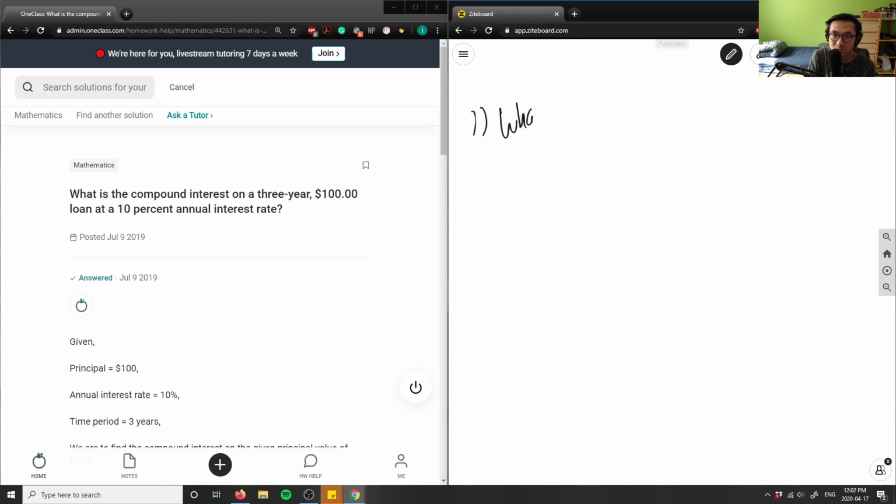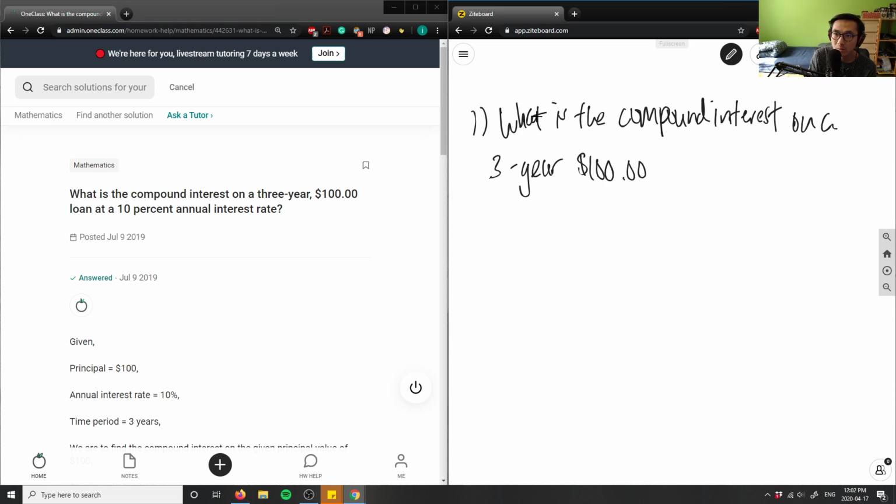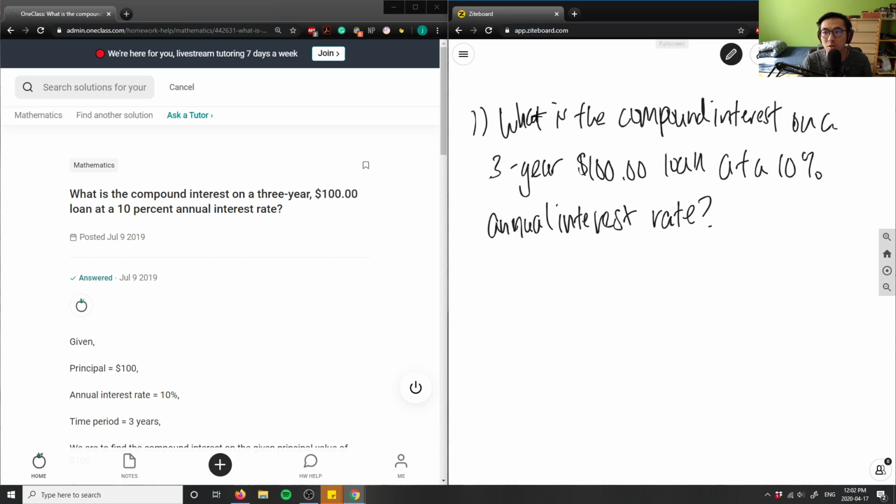It says, what is the compound interest on a three-year $100 loan at a 10% annual interest rate? So what is the compound interest on a 3-year $100 loan at a 10% annual interest rate? Take a moment to think about these questions.